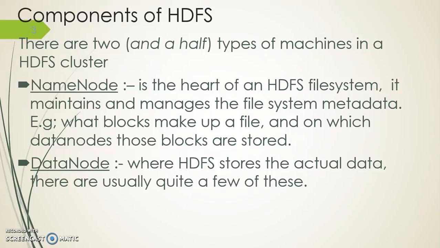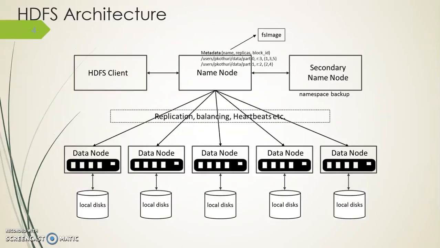The main components of HDFS are the name node and data node. Name node is the heart of the HDFS file system. It maintains and manages the file system metadata. While data node is where HDFS stores the actual data, there are usually quite a few of these. And it is said to be 2.5 because the third part is the secondary name node.